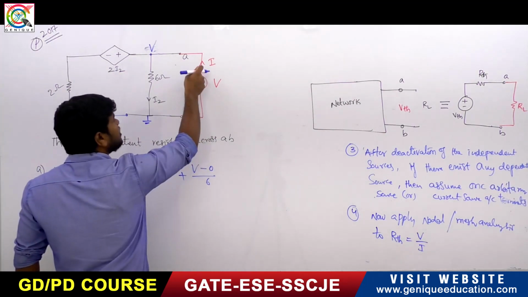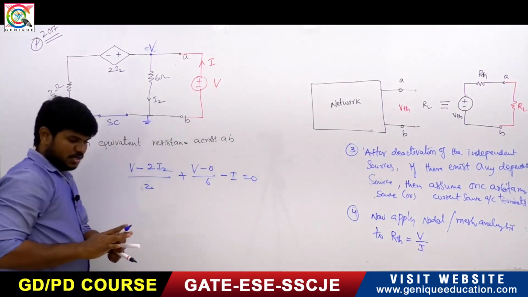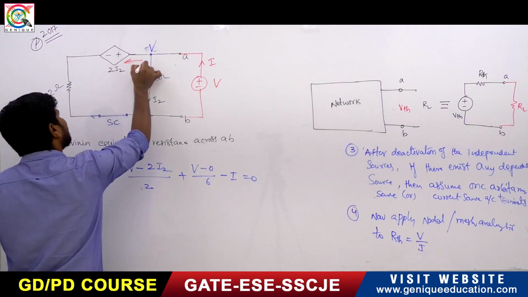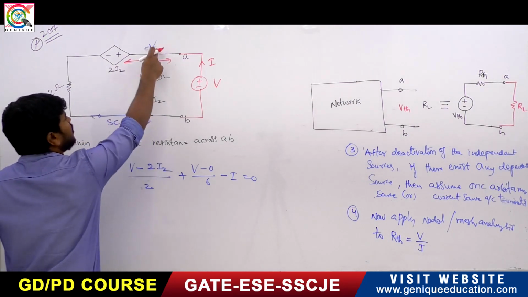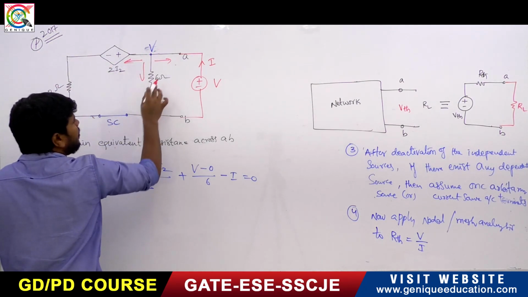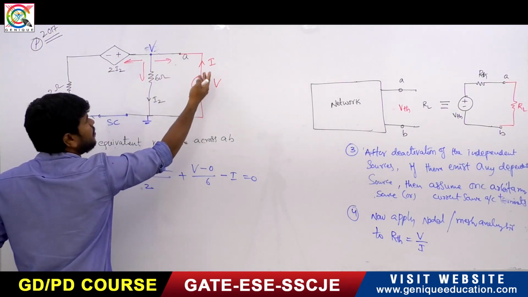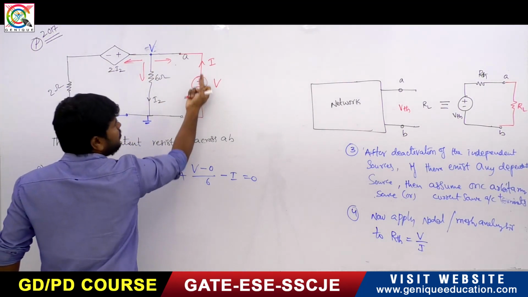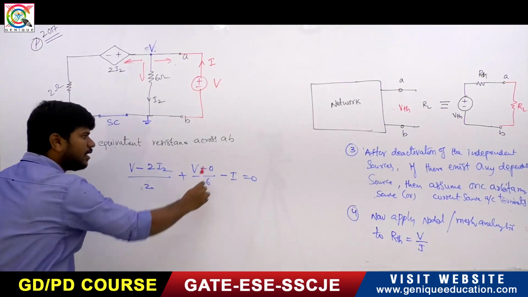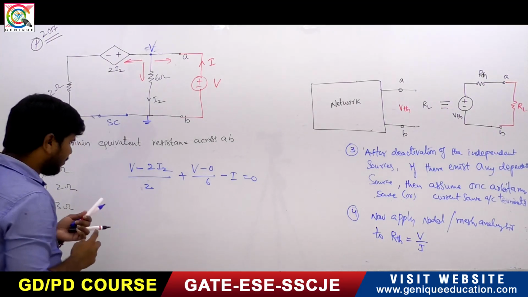What is this current? The current is minus I is equal to 0. How have I written it? I assumed 3 currents like this: 1, 2, 3. First current V minus 2I2 divided by 2, then V minus 0 by 6. Next, there is no resistance here, but I assume one current, and because the current is entering the terminal, I can take minus I. Now you can simplify this.